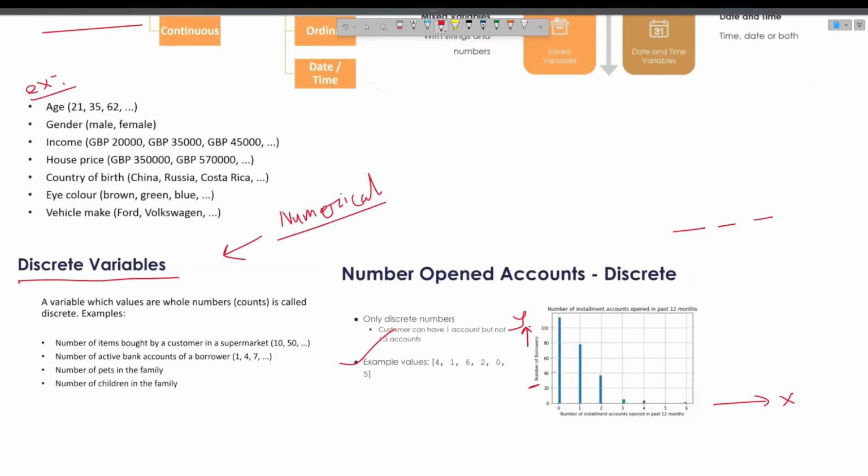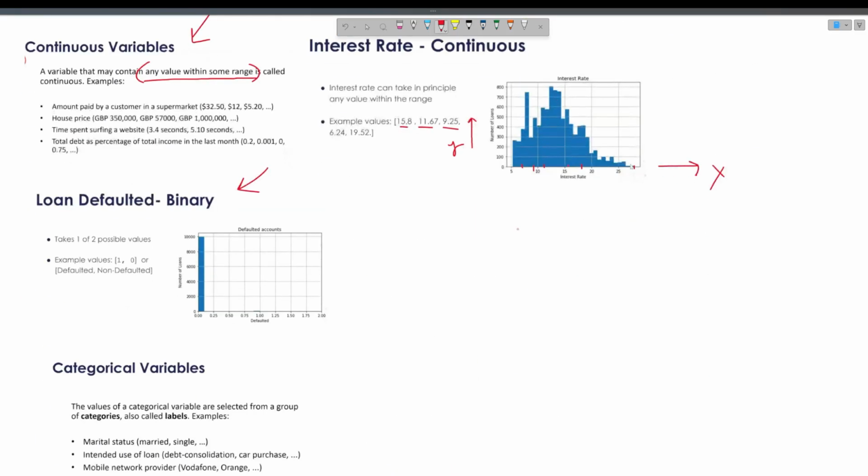But earlier, with the number of borrowers plotted on the y-axis and the number of installment accounts opened in the past 12 months, if we have these two kinds of variables or labels on the x and y axes, the graph looks like that. So it's basically plotting two variables and seeing how the graph looks. This is how we can say these are discrete variables, and these are not.